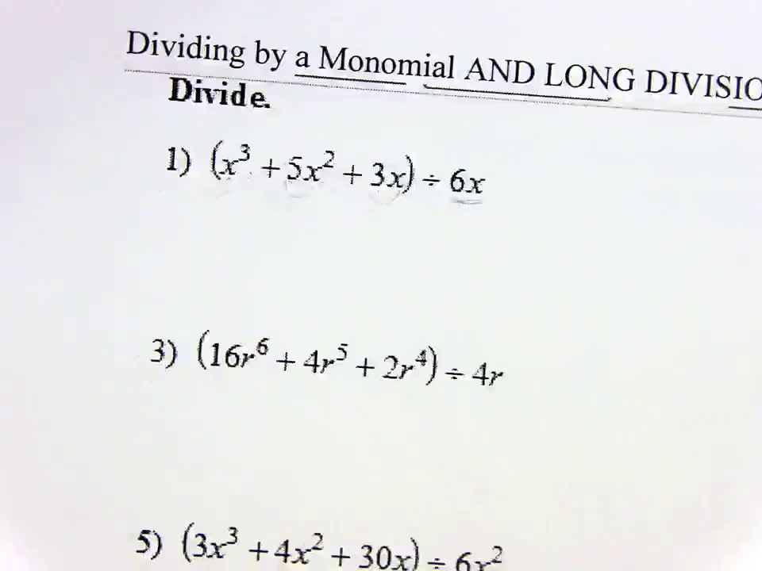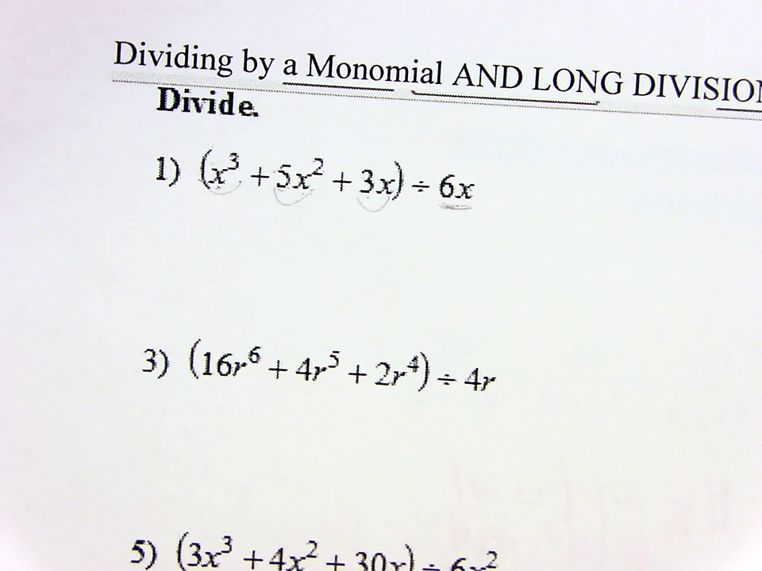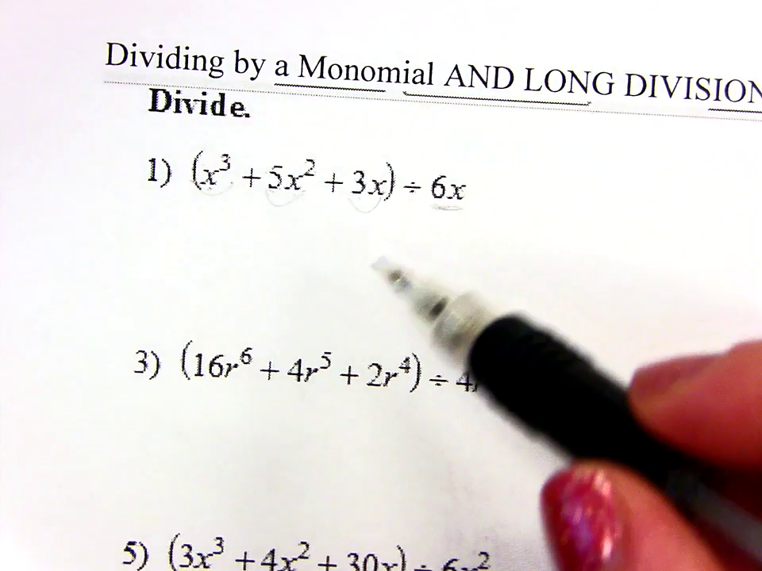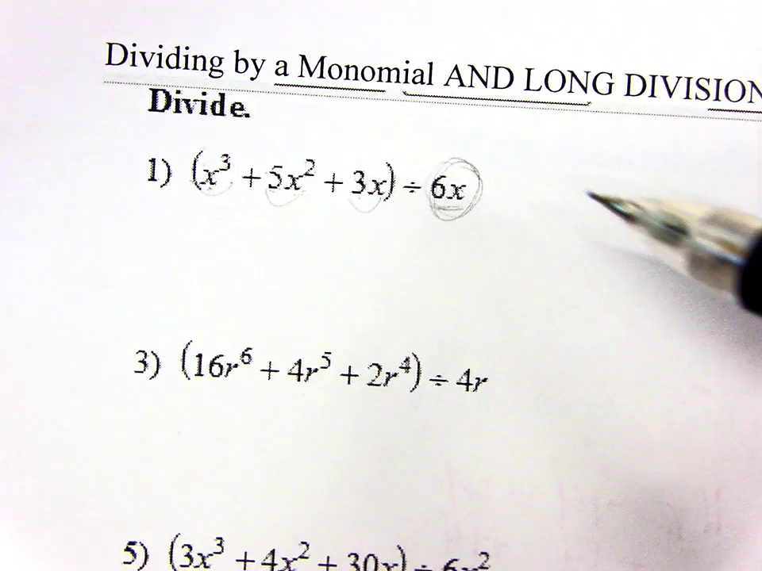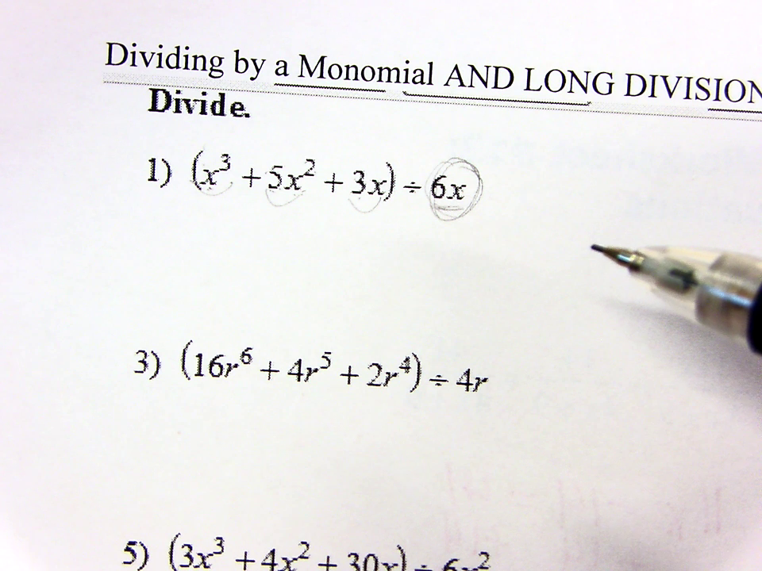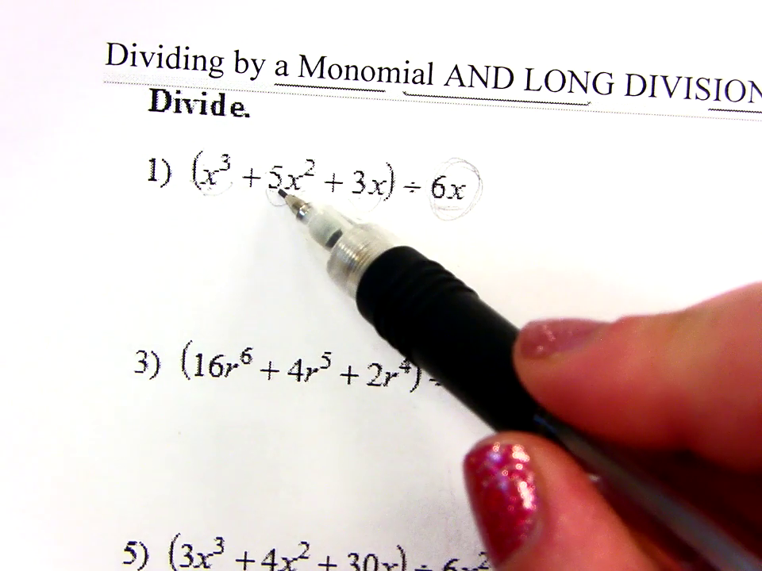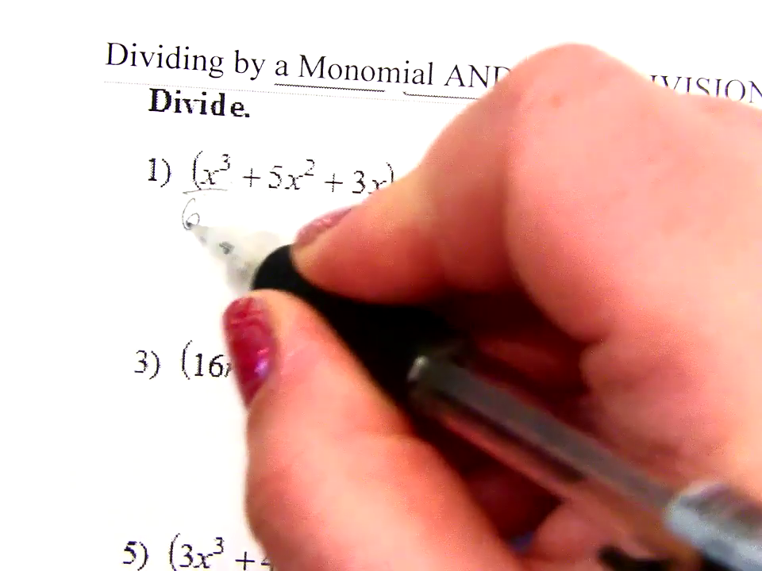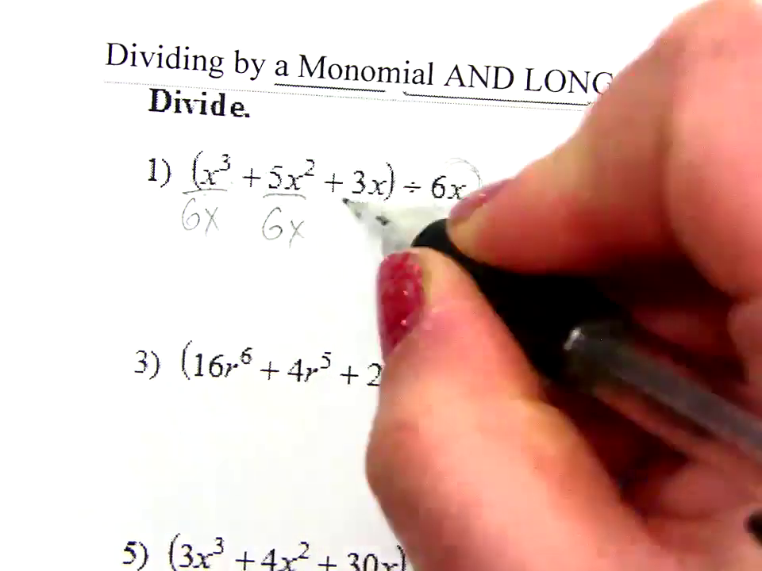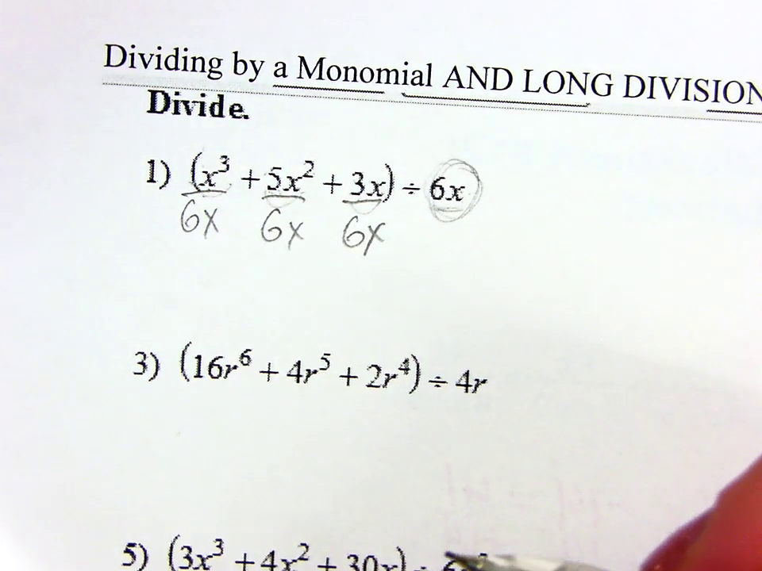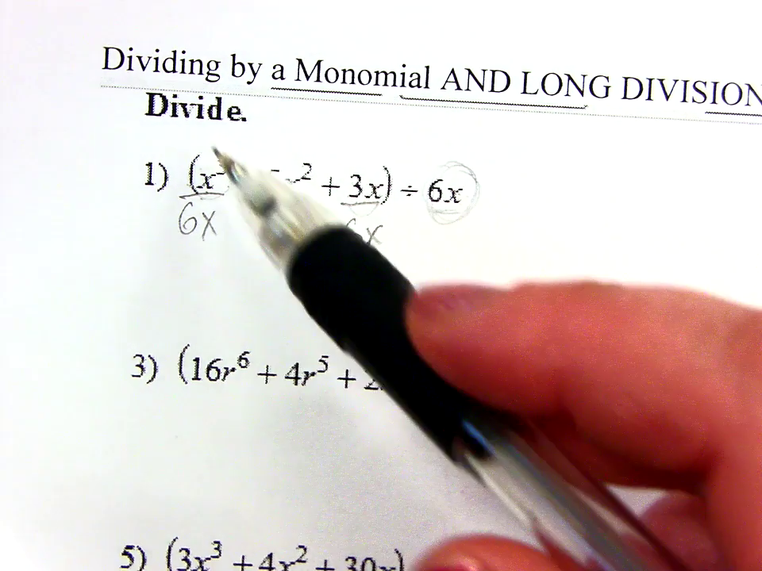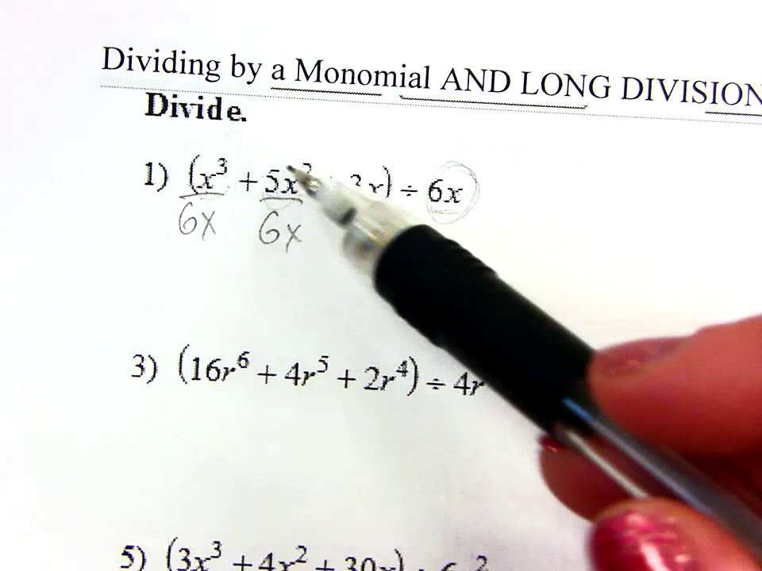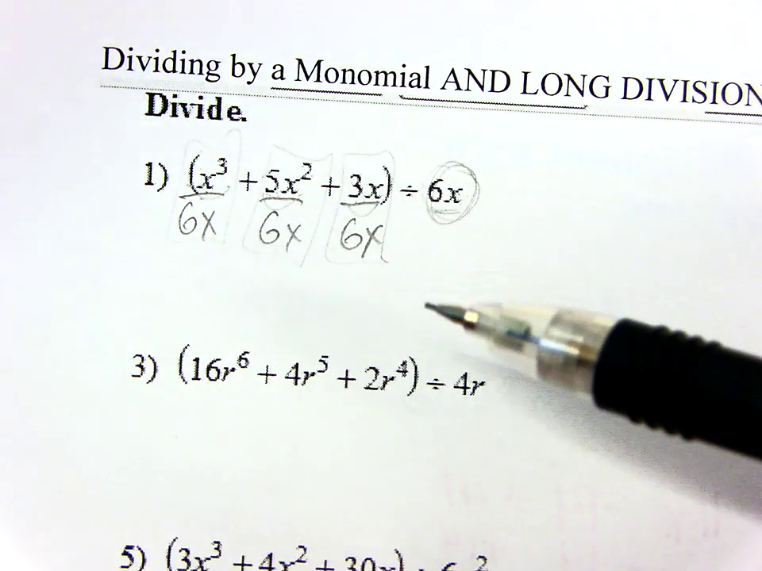Anytime I'm dividing by a monomial, it's actually super easy. So here's all we have to do. If you are dividing by a single term, which I am here, all I do is take each one of these terms and divide it by 6x. That's it. So I'm going to divide each term by 6x. I'm just dividing it into each one of these. So what happens is, now I just have these 3 fractions that I need to reduce. And then I'll have my answer.